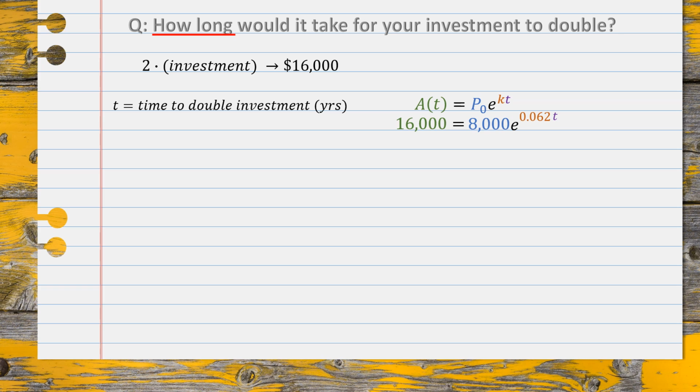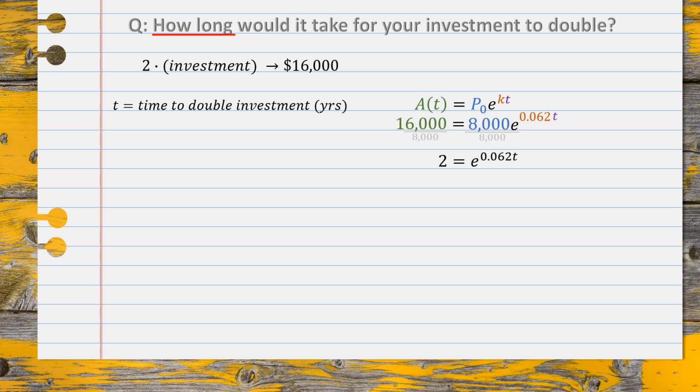Notice the variable we're trying to solve for is stuck up in space. It's trapped as an exponent, which means we need to slowly remove things away from it. Since it's trapped up in space, that exponent is linked to the e value. But what's immediately in front of the e? Well, that's the 8,000. The 8,000 is multiplying the e, so how do I undo multiplying by 8,000? Well, we divide. What you do on one side, you must do to the other side. And when you do, we get 2 equals e raised to the power of 0.062t.